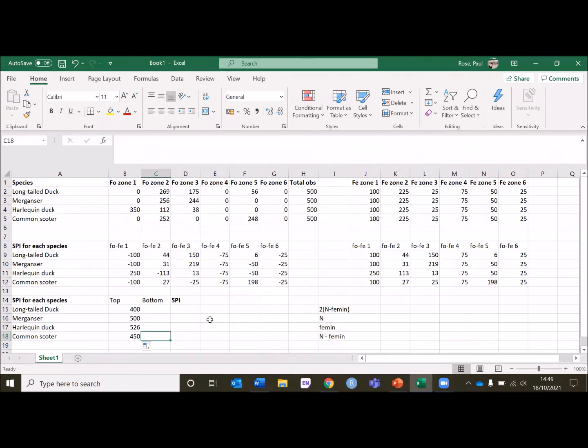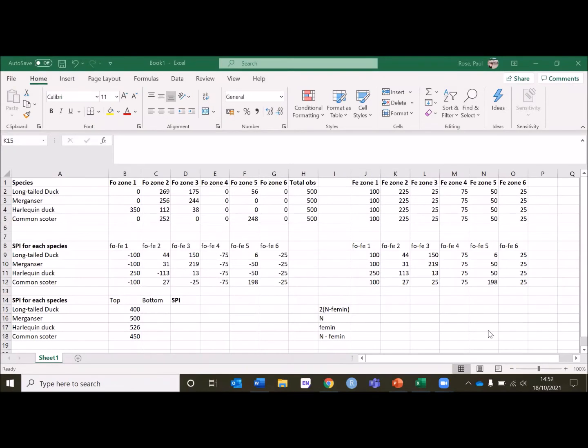So just to repeat myself, FO minus FE for each zone. Ensure you turn the resulting mathematical output as positive and then add them together across each zone, and make sure you do that for each individual animal.